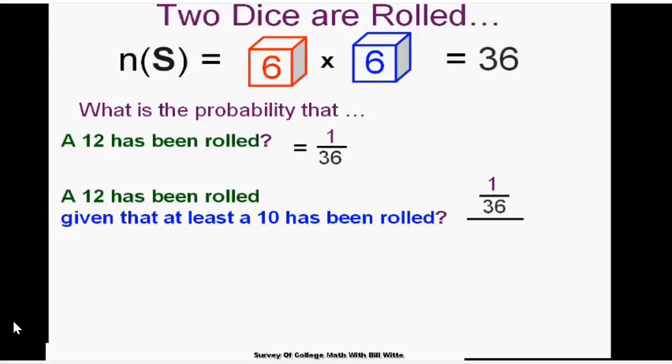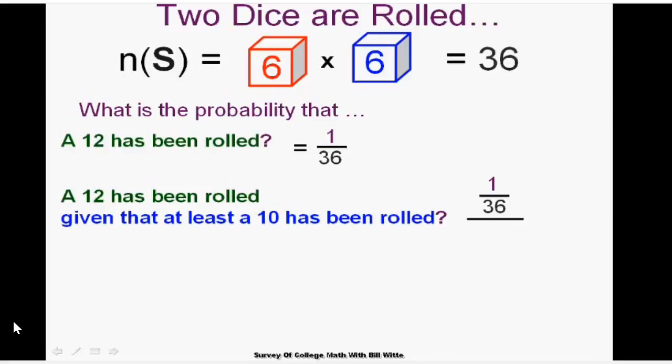What is the probability that a 12 has been rolled and at least a 10 has been rolled? Well, that's that both of them happened at the same time. It's still 1 out of 36. That's not going to change, remember. It's our sample space that's going to change. What is the probability that at least a 10 has been rolled? How many ways can we have at least a 10? I'm thinking there's 6 ways to get at least a 10. 1 way to get a 12, 6 and 6.